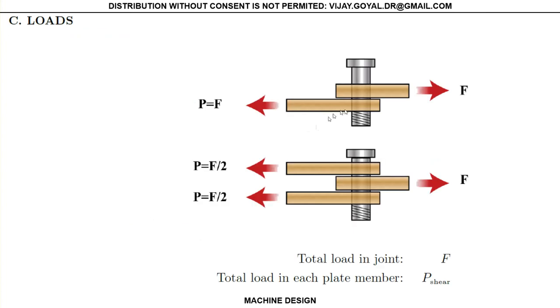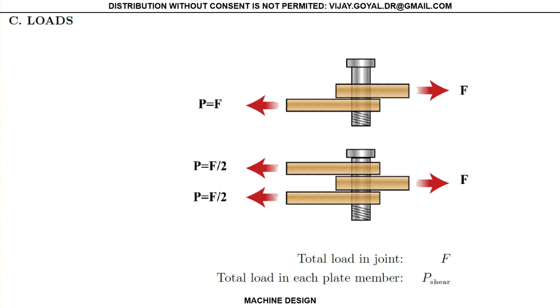So in this particular case, P is equal to F over 2, because this system has to be in balance, right? If you have F here, and you have F and F here, then this is not in equilibrium. So this is the total load acting in each member. This is the load acting at the joint, okay?